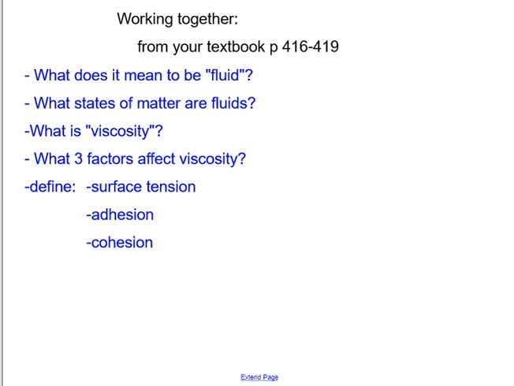The reason that some fluids pour more easily than others has to do with things like the surface tension, which is the attraction of molecules between each other on the surface of a liquid, and adhesion, where the molecules in the liquid or the gas are attracted to the container they're in, and cohesion, which is an intermolecular force between the molecules themselves. Take a moment from your textbook to write a quick definition and answer these questions.